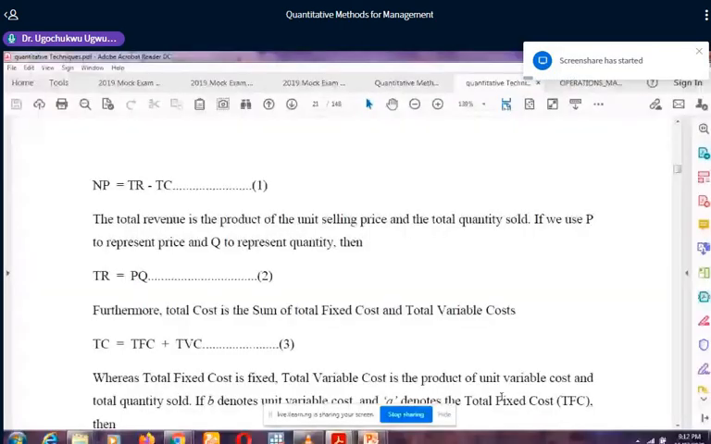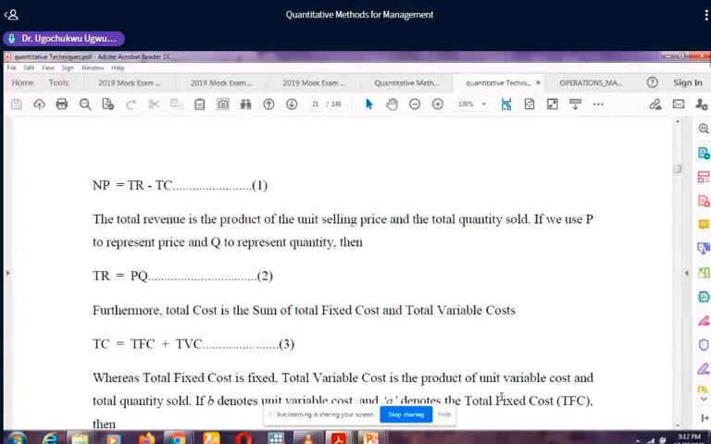Okay, so you have net profit, or profit, whichever way you call it. It is denoted with NP, which is equal to total revenue minus total cost. Now, as a model developer, you don't just stick with this and run away. You have to dissect each of the variables that make up this model. If you look at equation 1, you don't just take it up and run like that.